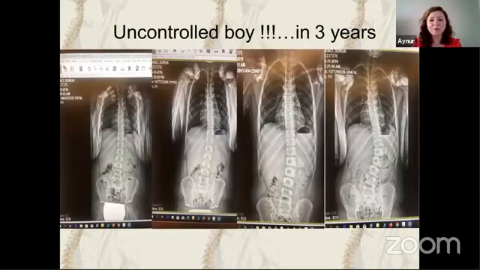Okay. Now, I can show you an uncontrolled boy. This is a 3 years follow-up. You can see in 2016, it is not my patient. They asked me, he came in 2016 to the clinic firstly. After then, he didn't follow up his visits. And in 2019, you can see the scoliosis on the left, right side.